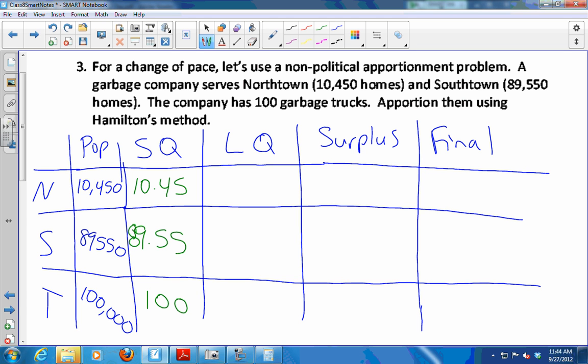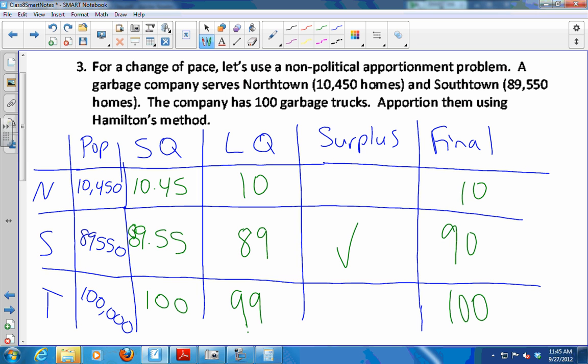Then Hamilton's method says round down, so we have 10, 89, but that's only 99 trucks, right? Who gets the extra truck? Southtown, because they're the closest to being at 90. The decimal part is the biggest. So they get the surplus: 10 trucks to Northtown, 90 trucks to Southtown. Seems like a reasonable way to apportion.